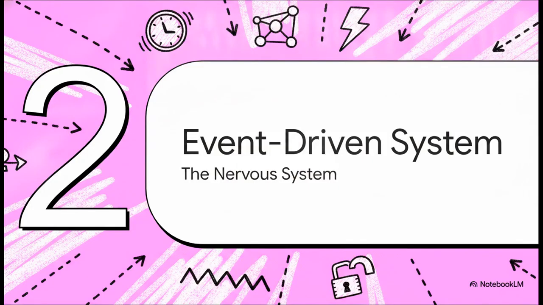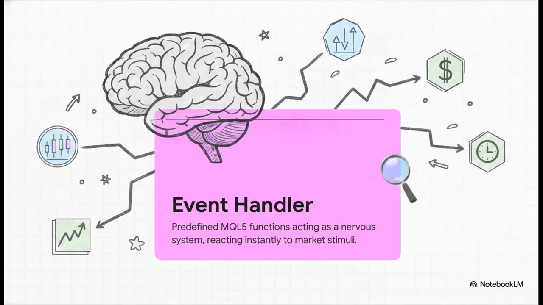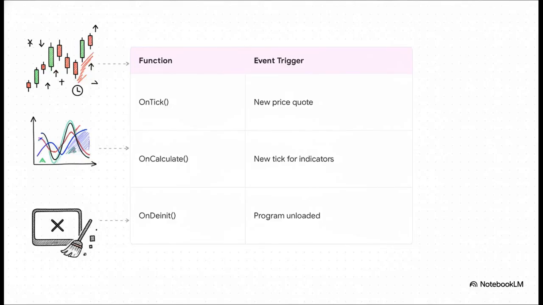Moving on to Section 2, the event-driven nervous system. What's super fascinating here is how these MQL5 programs actually know when to run their code. It all comes down to the event handler. If you think of the platform as a brain, these event handlers are literally the nervous system. They just sit there in a dormant state, waiting to react instantly to a specific change in the environment. It's an incredibly smart way to manage processing power, making sure your code only fires exactly when it absolutely needs to. It's basically a direct mapping between a market event and the exact function that jumps into action.